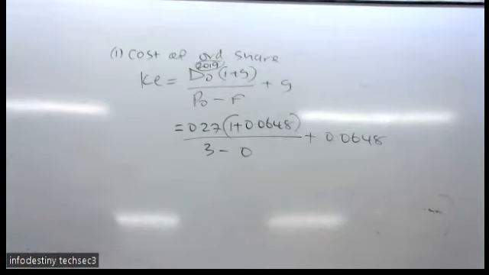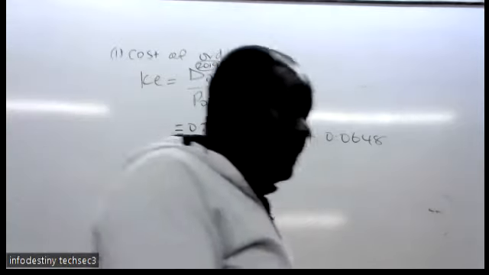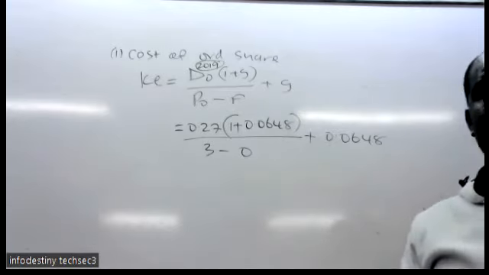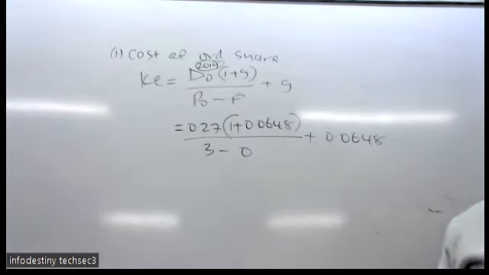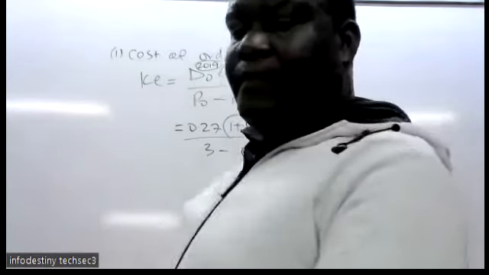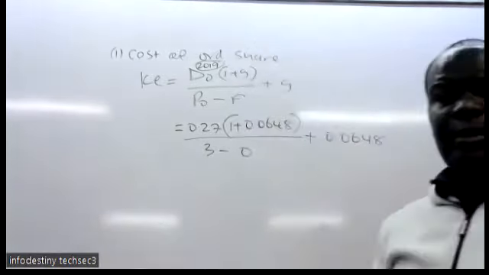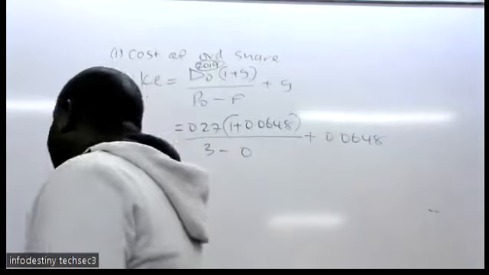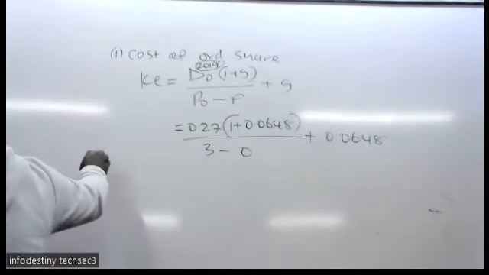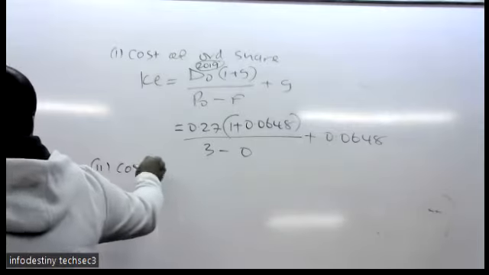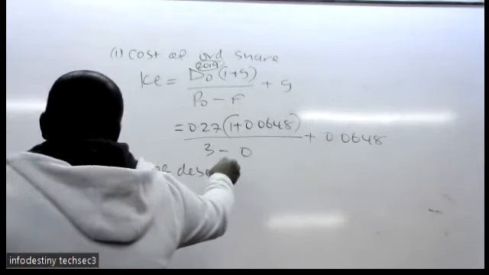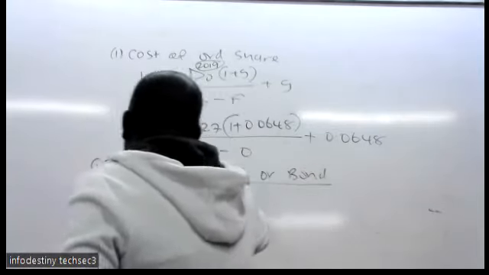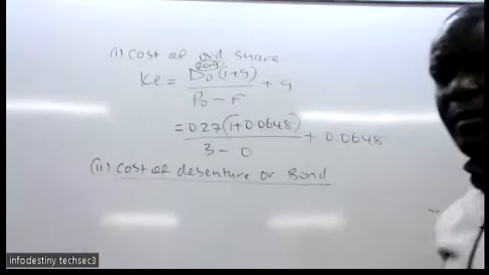You now express that value as a percentage. So which percent is it? 16.1. You get 16.1%. Now the other item is the cost of the debenture, or the bond.